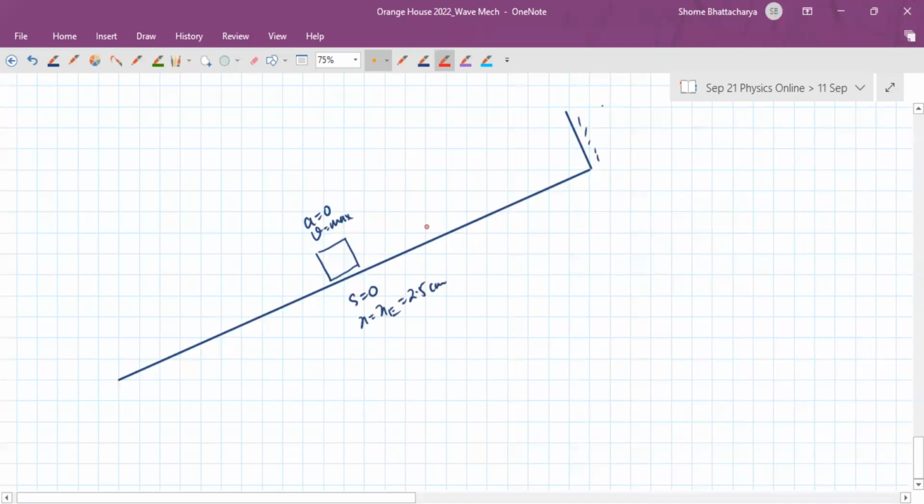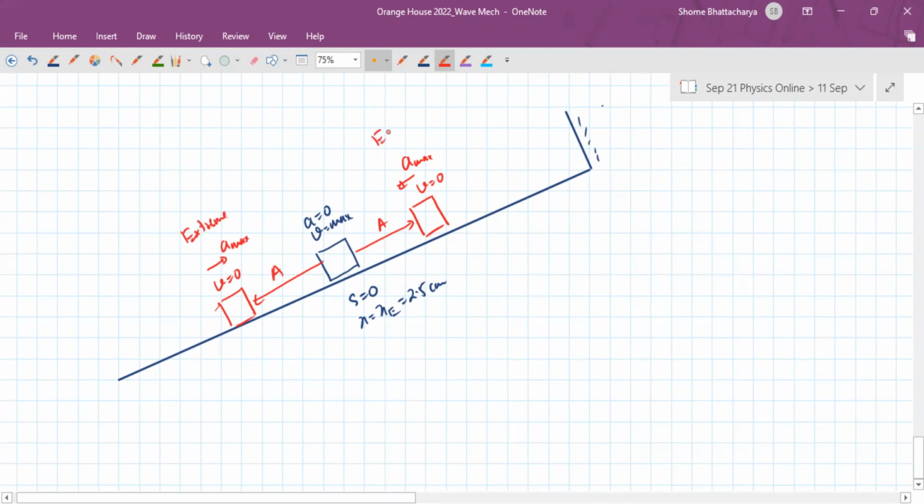centimeters. Okay, so above this somewhere here, at a distance of 1 amplitude will be our extreme position where this acceleration will be maximum and v will be 0. And below this at 1 amplitude will be again the lowest position where acceleration is maximum in this direction and v is 0. So this is the extreme position.